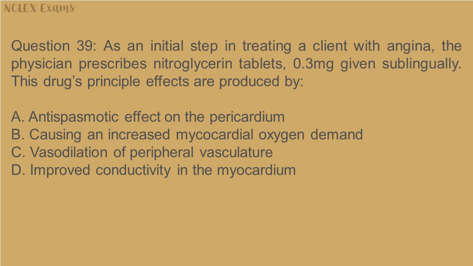Question 39. As an initial step in treating a client with angina, the physician prescribes nitroglycerin tablets, 0.3 mg given sublingually. This drug's principal effects are produced by A. Antispasmodic effect on the pericardium. B. Causing an increased myocardial oxygen demand. C. Vasodilation of peripheral vasculature. D. Improved conductivity in the myocardium.